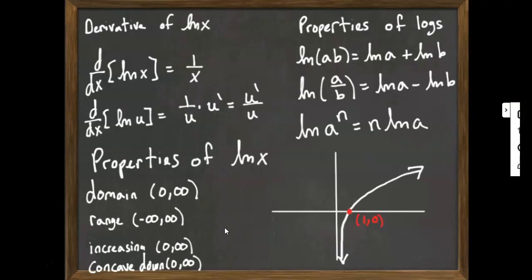It's only defined for positive real numbers. It actually has a vertical asymptote there at 0. It crosses the x-axis at (1, 0), and then it continues to increase, but it keeps increasing at a slower and slower rate because, again, the derivative is 1 over x. So it's still positive, but as x gets bigger, 1 over x gets smaller, and so it increases at a slower and slower rate. And you can see the shape here that is concave down. The graph is concave down from 0 to infinity.